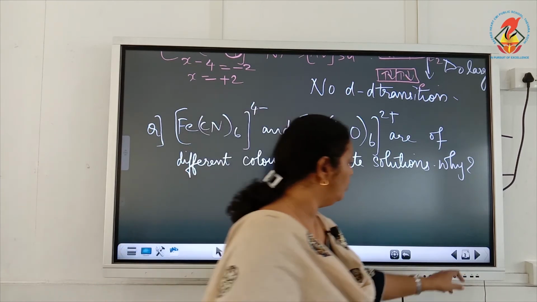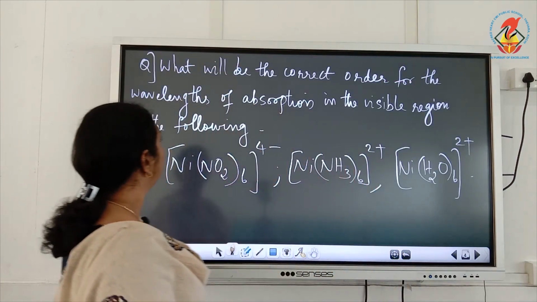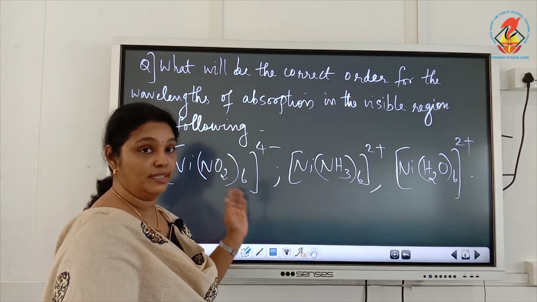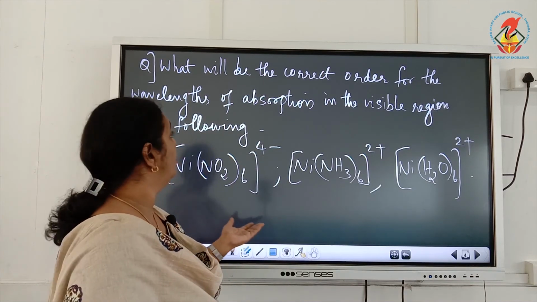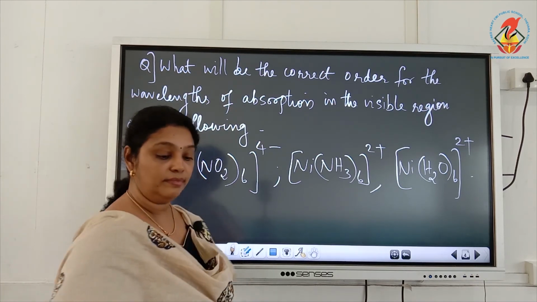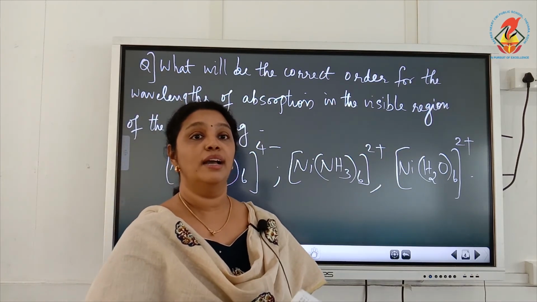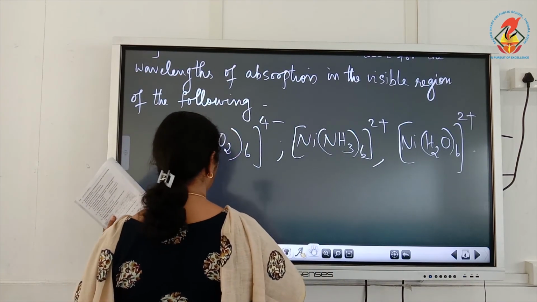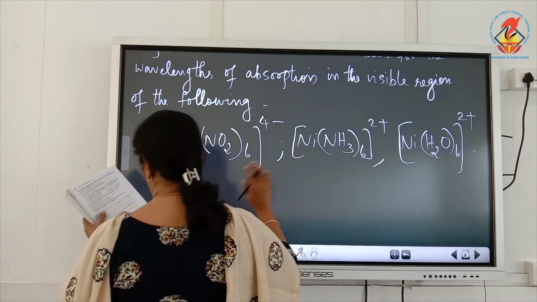Now there is one more question. What will be the correct order for the wavelength of absorption in the visible region of the following: [Ni(NO2)6]4-, [Ni(NH3)6]2+, [Ni(H2O)6]2+? You have to arrange this in increasing or decreasing order, for the wavelength of absorption. First let's see on the basis of ligand how you can arrange them. Who has the highest field strength? Which ligand is a strong ligand among these?